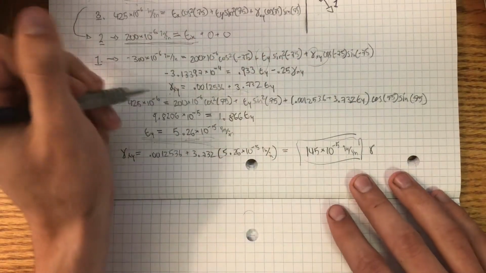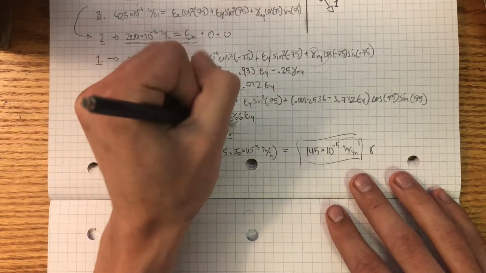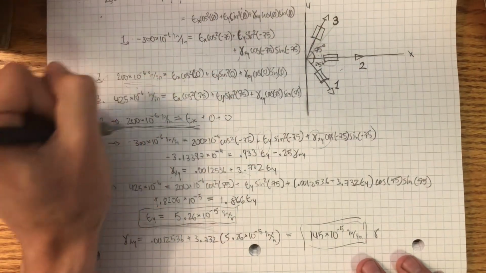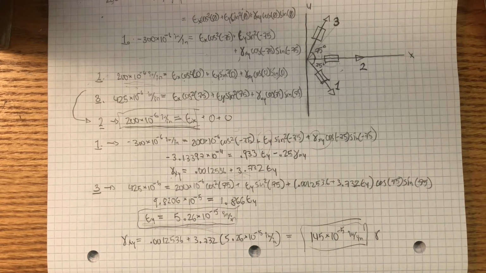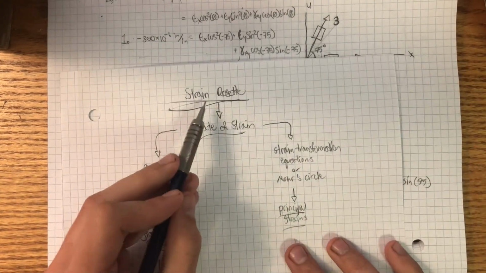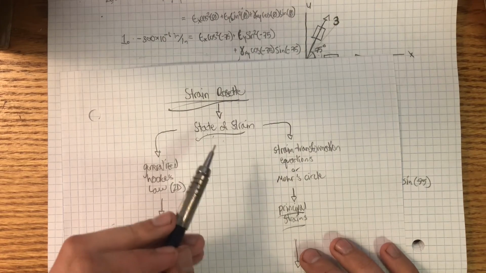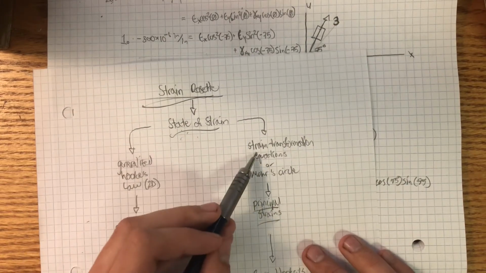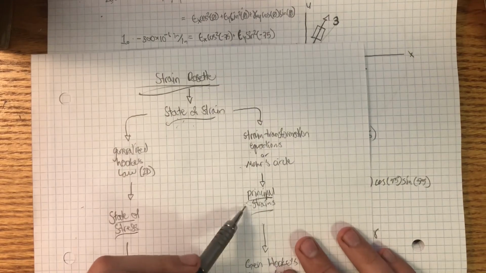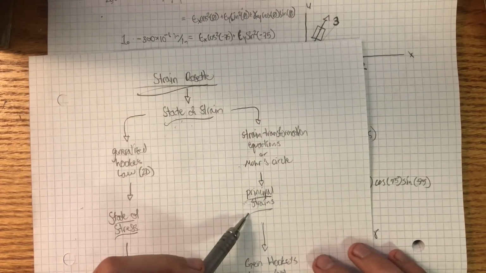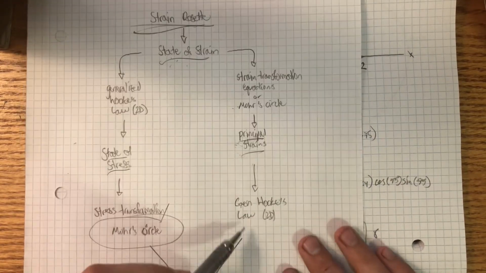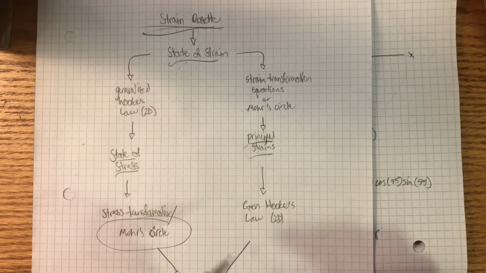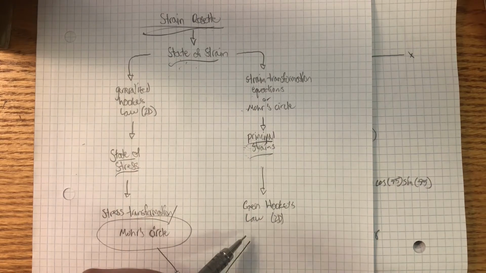So now we have basically our state of strain that we have been trying to look for, right? So we have our normal strain in the x direction, normal strain in the y direction, and shear strain. So from this point, there's two paths that we can take. We started with a strain rosette, and we came to a state of strain. One method we could do is use the strain transformation equations or Mohr's circle to find the principal strains, the maximum, the minimum, all that. And then from there, we can use general Hooke's law in 2D and convert those principal strains to stresses, right? It's essentially just a convergent formula.